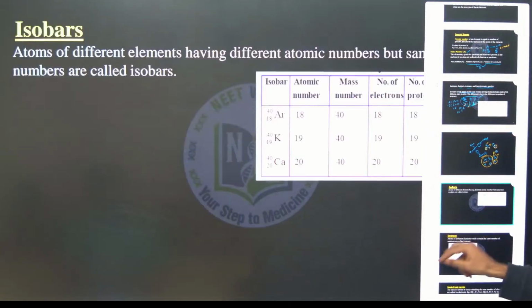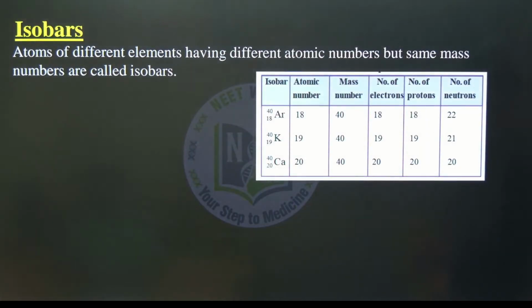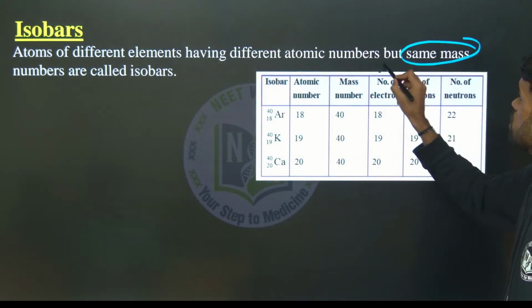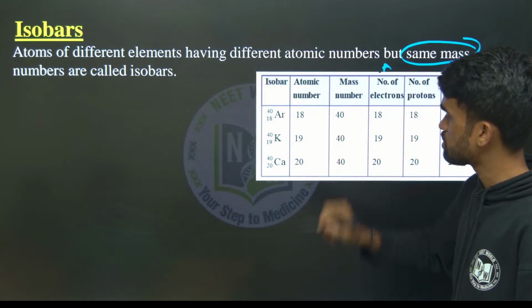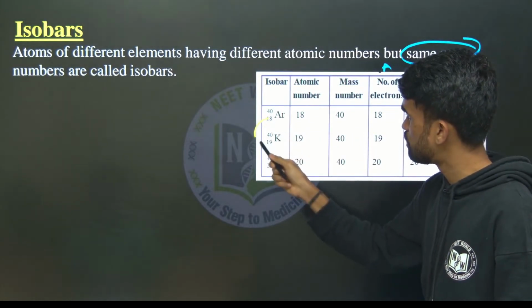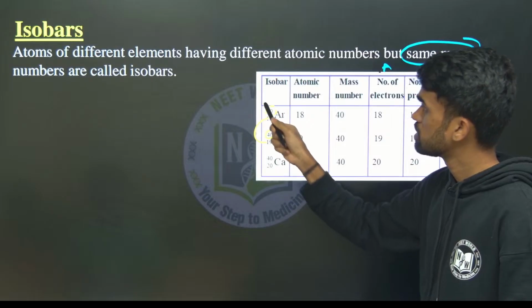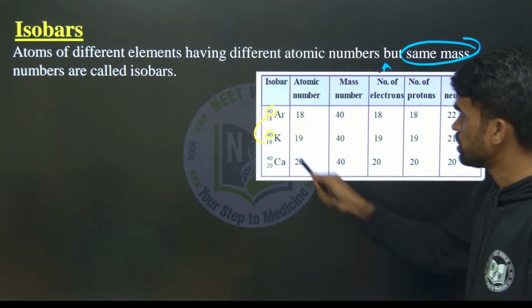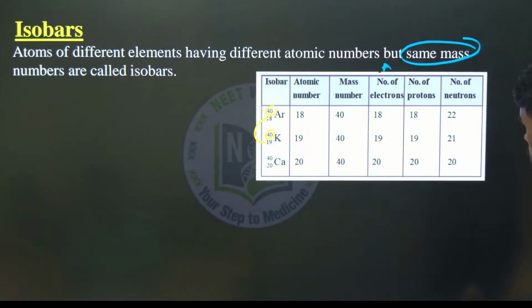Next, what about isobars? Different atomic numbers but same mass. See, the mass number has to be the same, the A value is the same here. So argon and potassium, if you see, atomic numbers differ, but mass number is the same. Potassium mass number is 40 only.